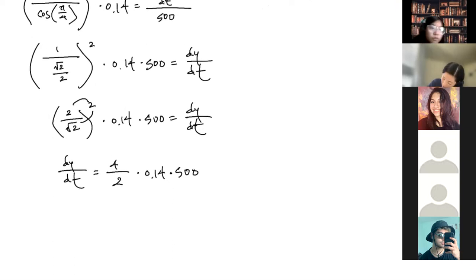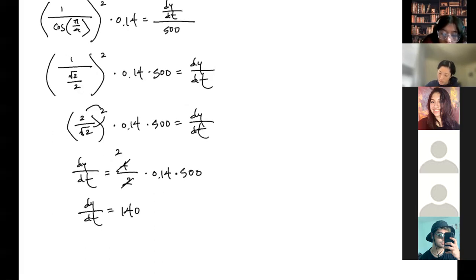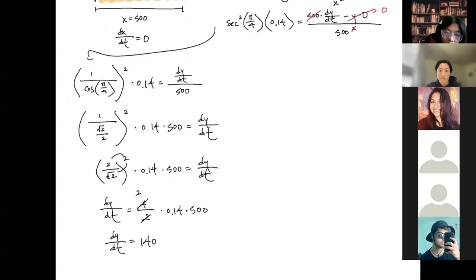And this is going to give me, let's see, 2 times 500 is 1,000. 1,000 times 0.14 is going to give me 140. So dy/dt equals 140 after a lot of computation.